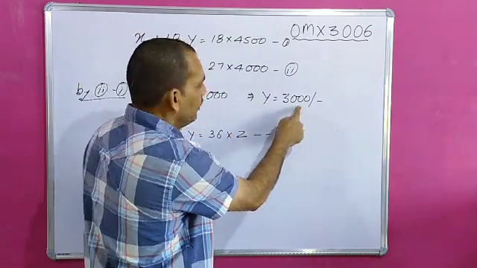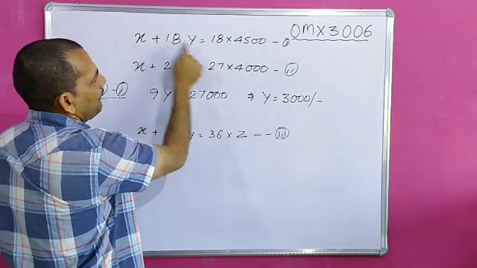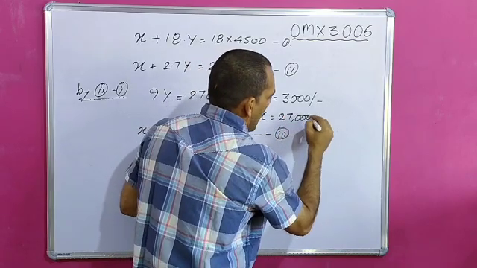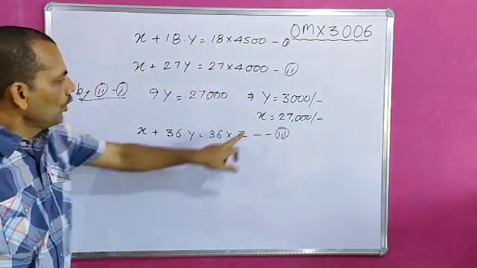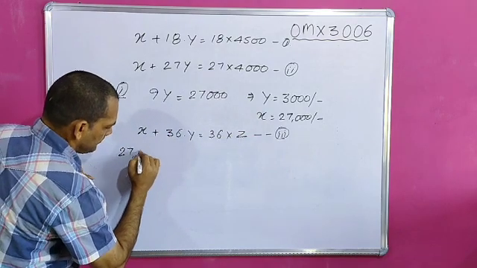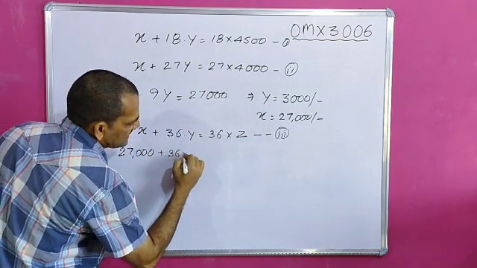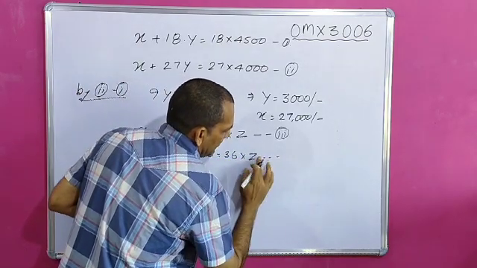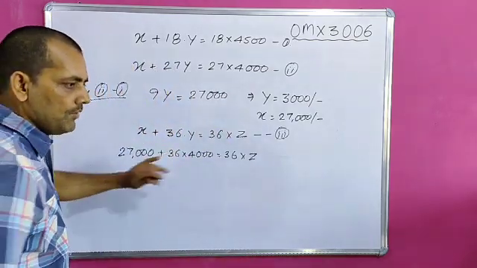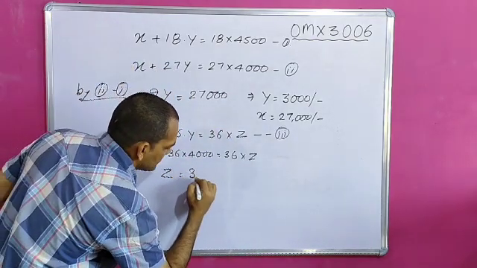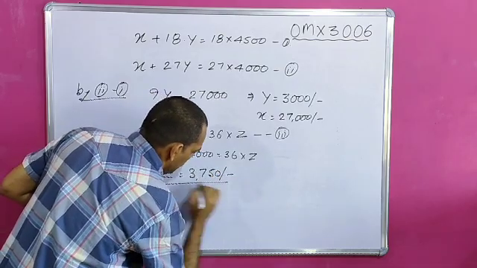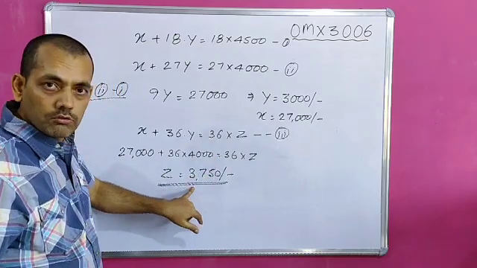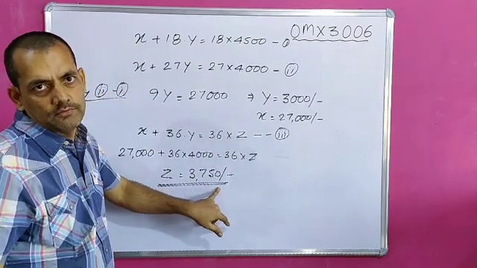Because Y is 3,000, putting this value in this equation, we can simply get the value of X, which will come down as 27,000. So put X as 27,000 plus 36 into 3,000 is 36 into Z. When we solve it, we will get the value of Z as 3,750 rupees. So if there are 36 students, the per person contribution will be 3,750 rupees. Okay, thank you.